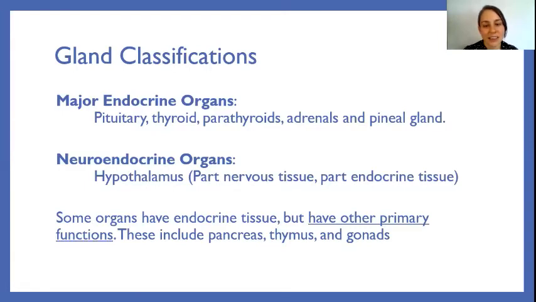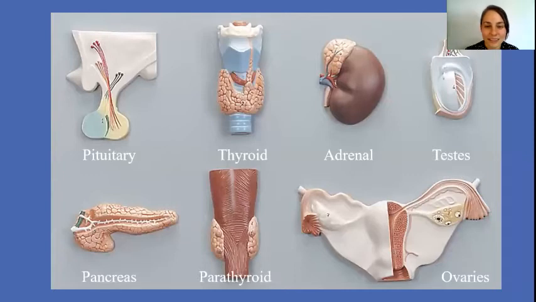Lastly, we have organs that have other primary functions besides producing hormones. These guys include the pancreas, the thymus, and the gonads. This is a model that we're going to get pretty familiar with in lab. It has a lot of these different glands on here. We're going to see the pituitary on the left, top left. Then there's the thyroid at the throat, the adrenal glands sitting on top of the kidneys. Then we have the testes, the pancreas, the parathyroid on the back side of the thyroid, and the ovaries.